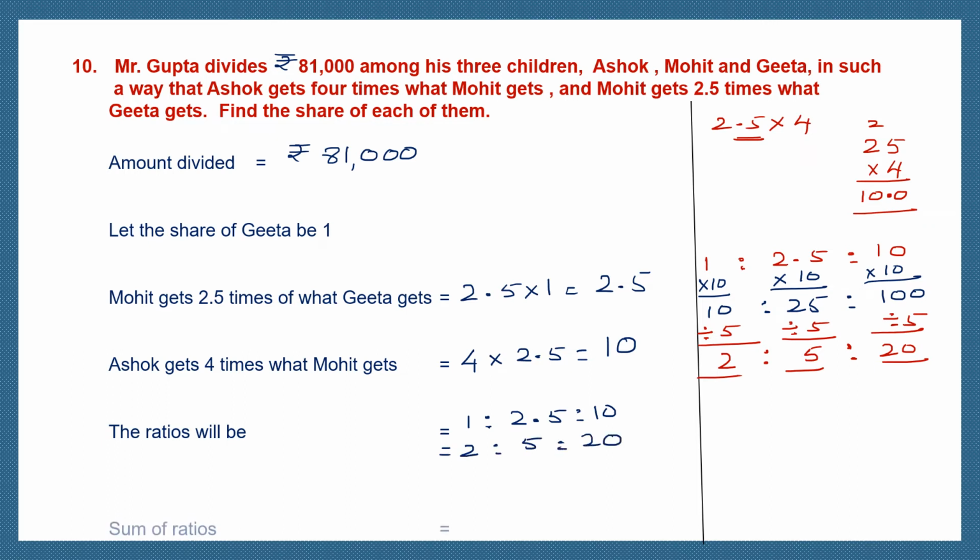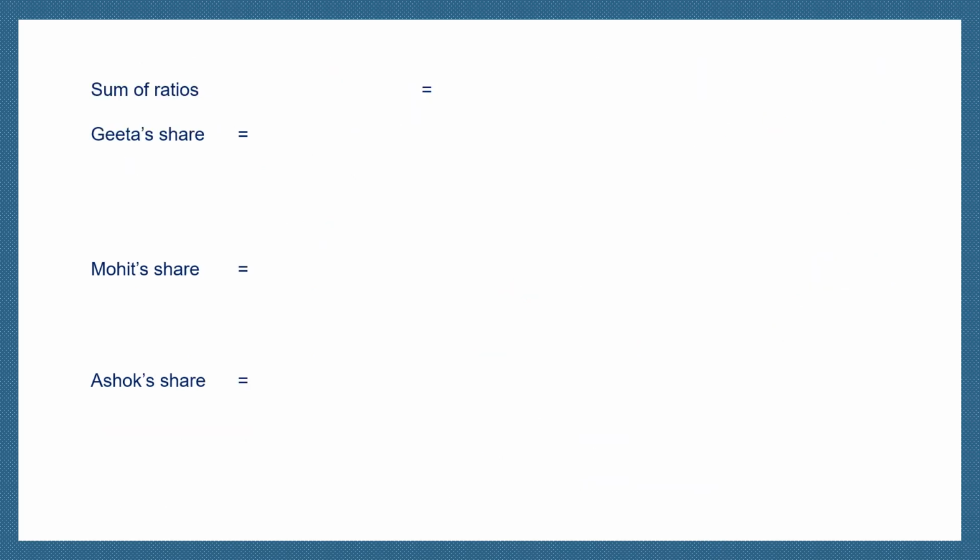These are my ratios. Now I need to find the sum of the ratios. So that will be 2 plus 5 plus 20. 2 plus 5 is 7. 7 plus 20 is 27. The sum of the ratios is 2 plus 5 plus 20, which makes it 27. So Geeta's share will be 2 by 27 into 81,000 rupees. So let's cancel.